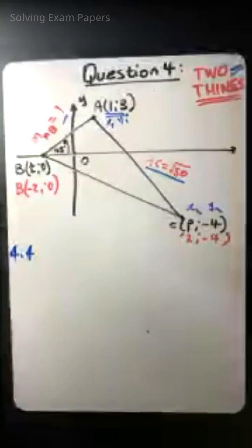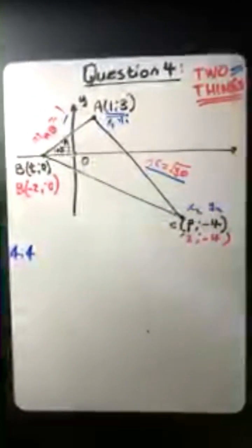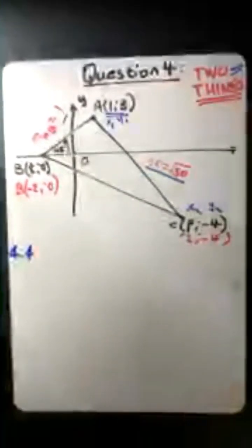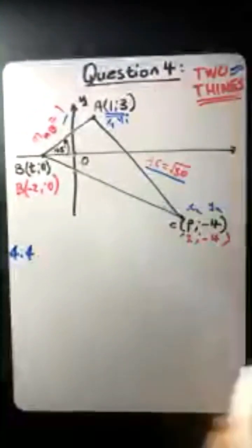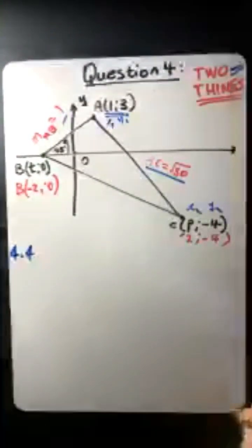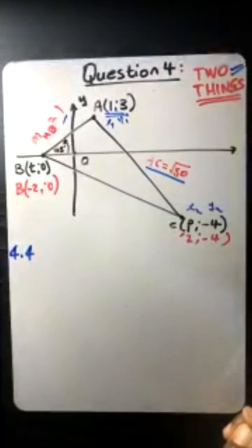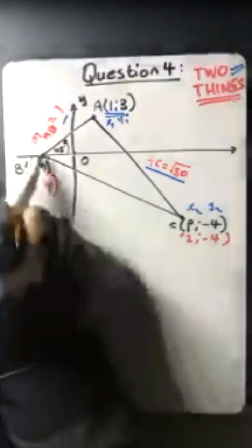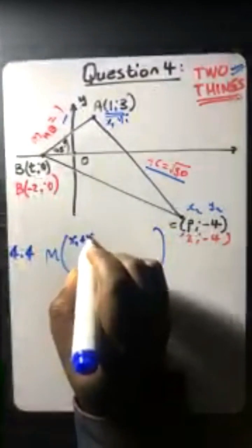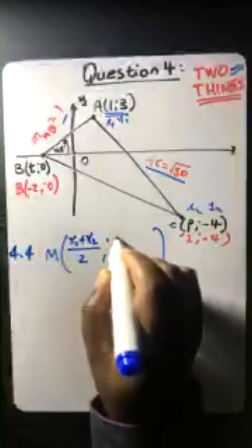Guys, I got disconnected a bit, and I realize it's because my Wi-Fi went off. So very quickly, let me try to work out that 4.4. In case I'm breaking, please let me know immediately. But most importantly, can you see that question? It says, hence, determine the midpoint of BC. It should be an easy question because we've got everything there.